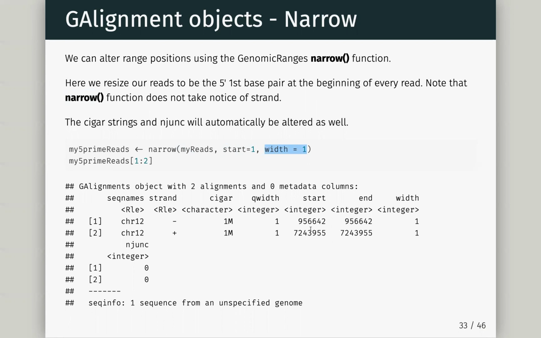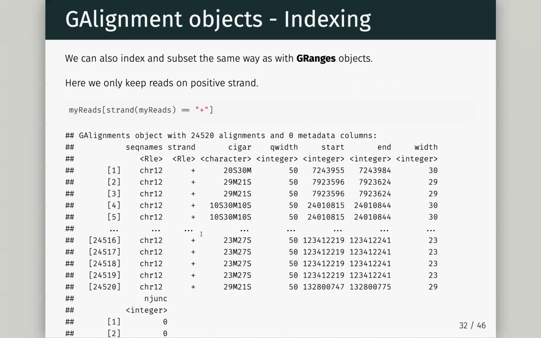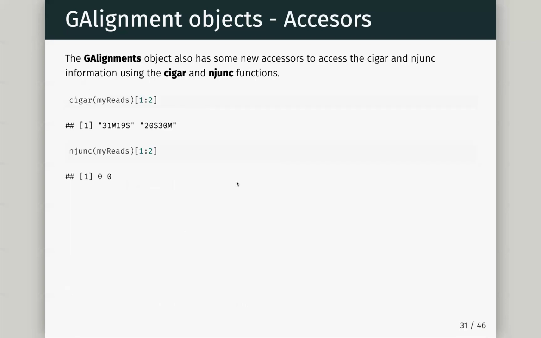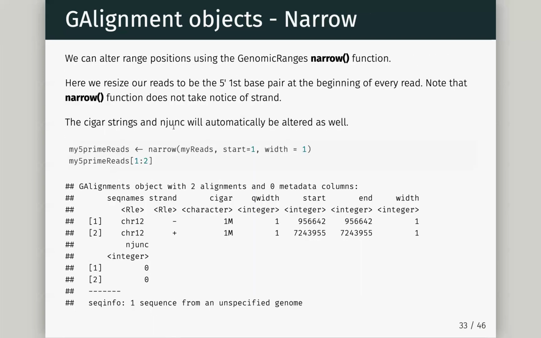And we can turn our reads now not into the full length, including the actual mapping, but we just get the first base pair. So now this is width 1, qwidth 1. And what's kind of cool is it also has updated the cigar and the njunc for us. Now we had slightly complex cigars before, I believe. Yeah, like this. But now, because we're just looking at the first base pair, it's just one match.